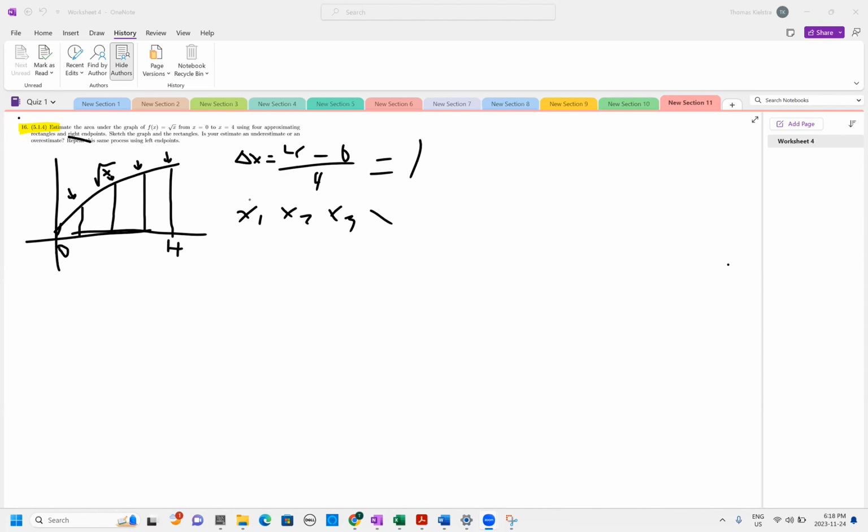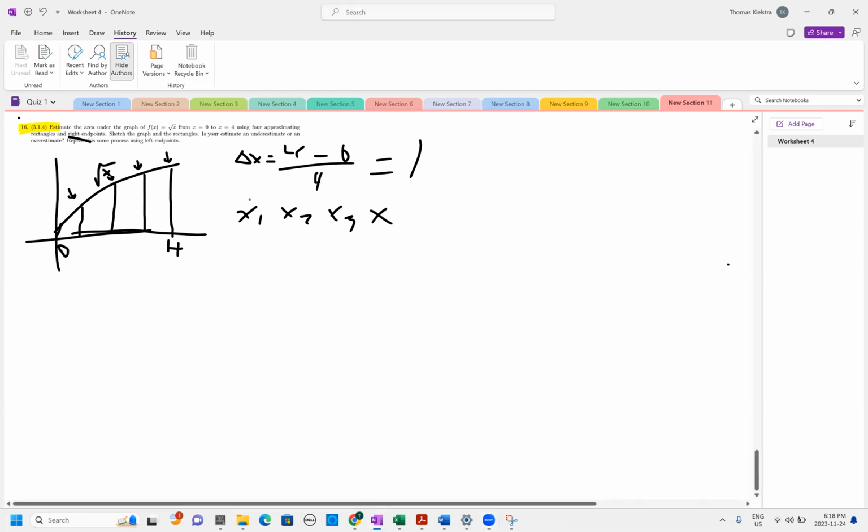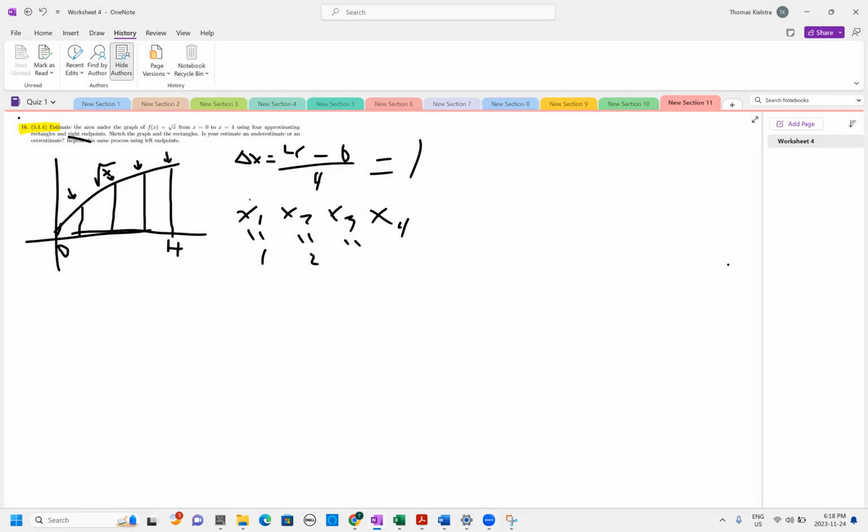And we started with the rectangles, and we determined that their length was 1. Then we got our 4 rectangles, and their x values are x1 equals 1, x2 equals 2, x3 equals 3, x4 equals 4, because those are the right endpoints. There is a formula that you can use, which I highly encourage you to become practiced with, but in this case we can just pick out those points from our picture.